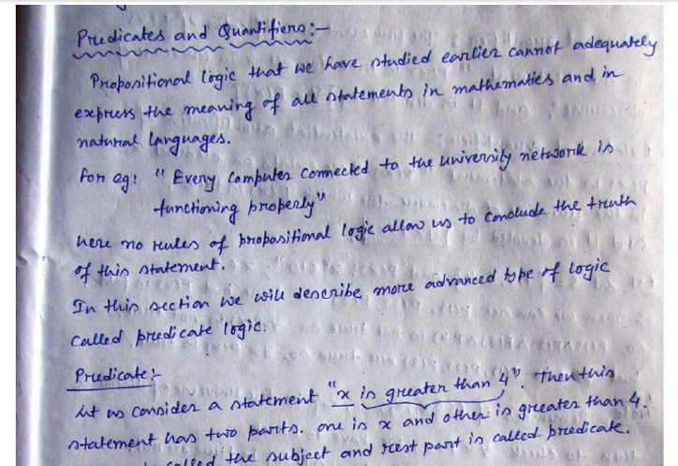Why? Let us have an example, say: every computer connected to the university network is functioning properly. Now, can anyone say that this statement is always true, or always false? Such statements, which appear frequently in logic problems, cannot be answered very clearly with the concept of propositional logic that we have learned in earlier sections. So here we will discuss a more advanced type of logic, known as predicate logic, and we will discuss the total thing sequentially.